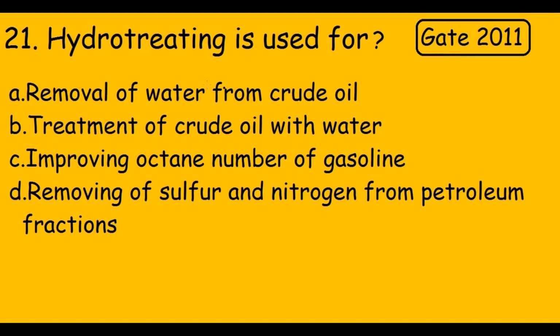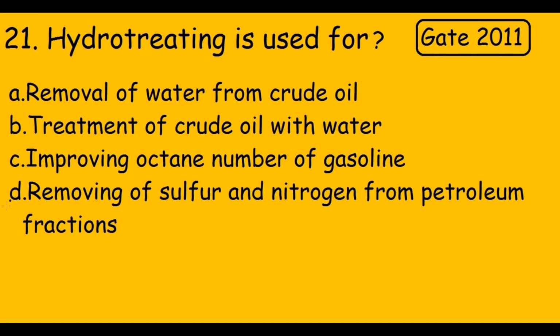So this is the third part of me solving the GATE chemical process technology questions. This is a GATE 2011 question. Hydrotreating is used for, and they have given 4 options. The first option says removal of water from crude oil, treatment of crude oil with water, improving octane number of gasoline, and last is removing of sulfur and nitrogen from petroleum fraction.